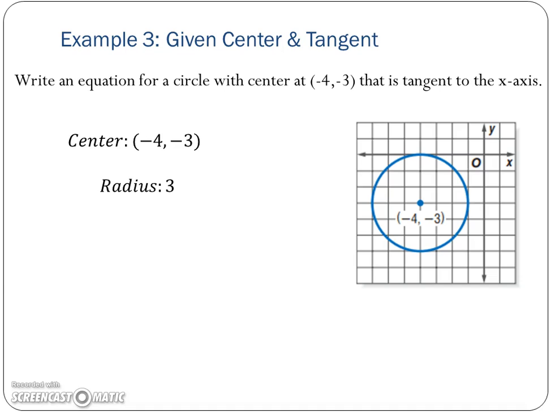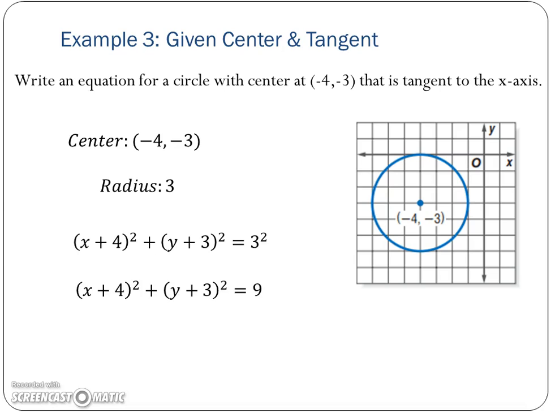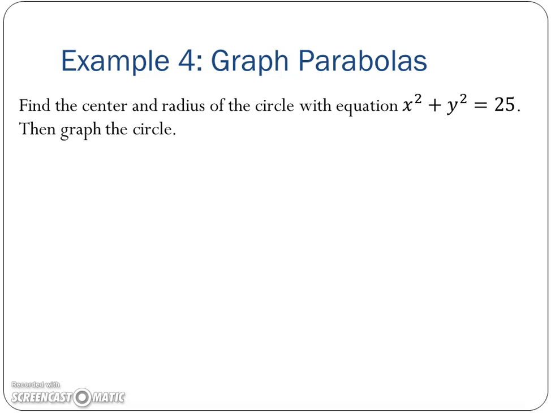So we can now substitute it into our equation formula: (x plus 4) squared plus (y plus 3) squared equals 3 squared. 3 squared is 9, so that's the equation of our circle. And that last one we're going to graph. Find the center and the radius of the circle with equation x squared plus y squared equals 25, and then we're going to graph that circle.